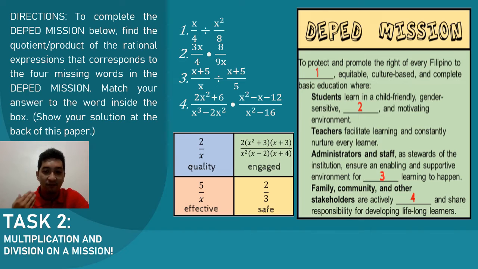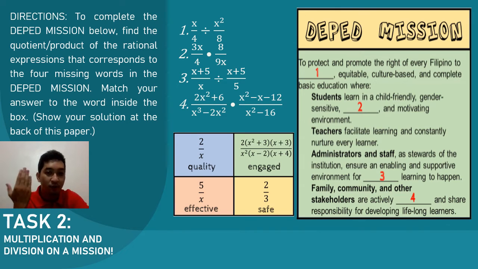Saan ko ba ilalagay si effective? Sa 2, sa 3, sa 4, or sa 1? Saan ba si safe? Sa 1, 2, 3, and 4. Paano ko po malalaman yon? Kapag nasagot mo na yung 1, 2, 3, and 4 na rational algebraic expression involving division and multiplication.